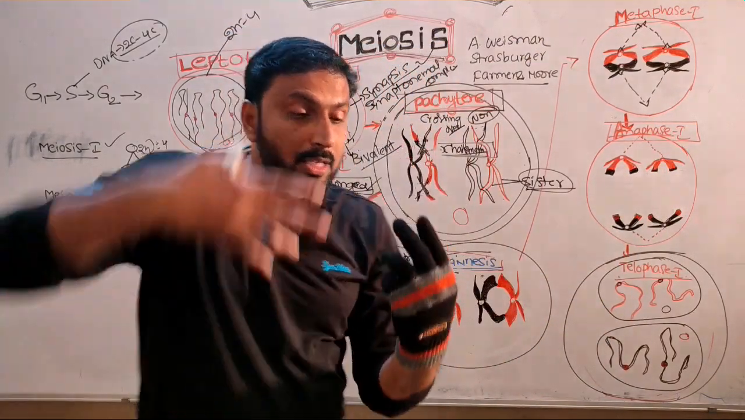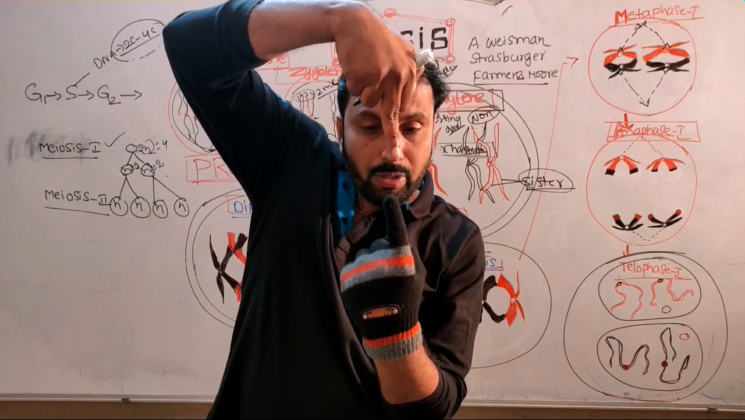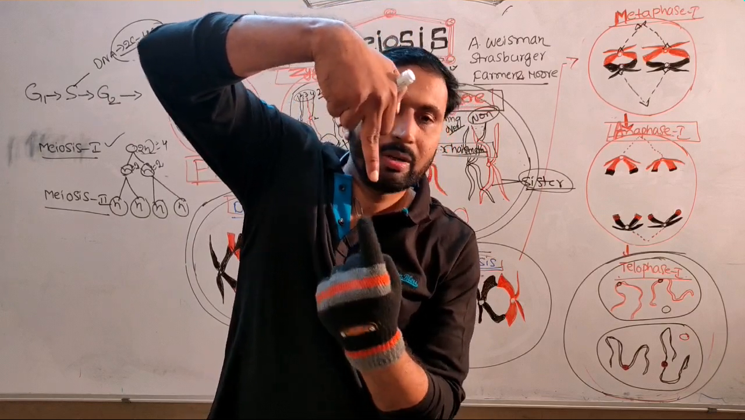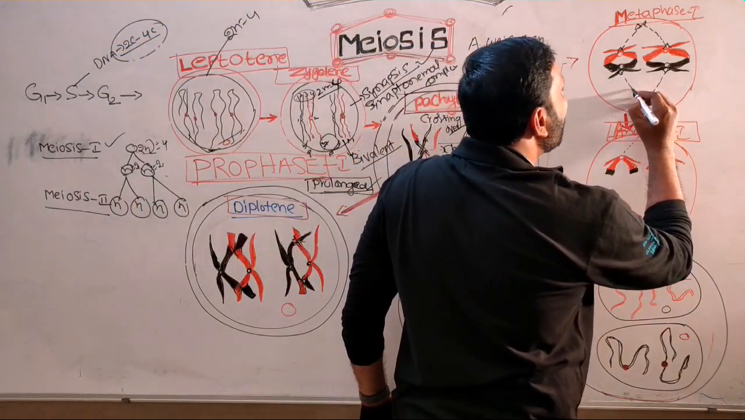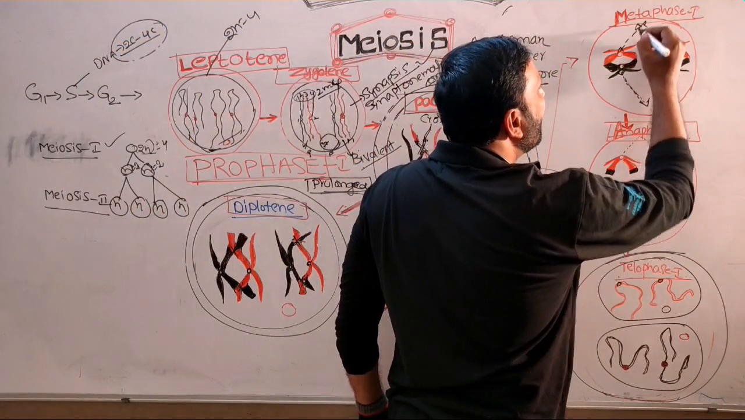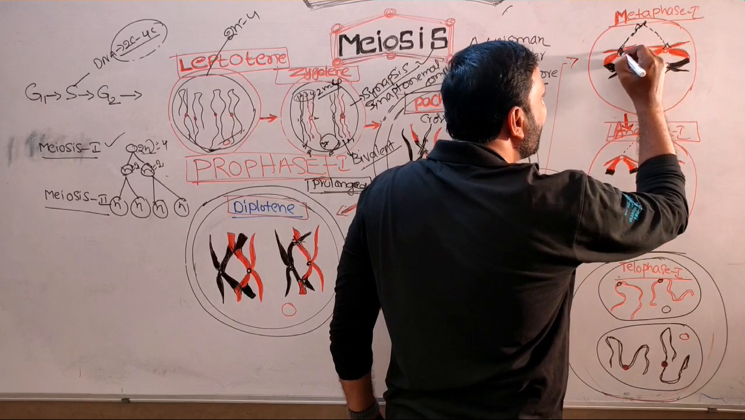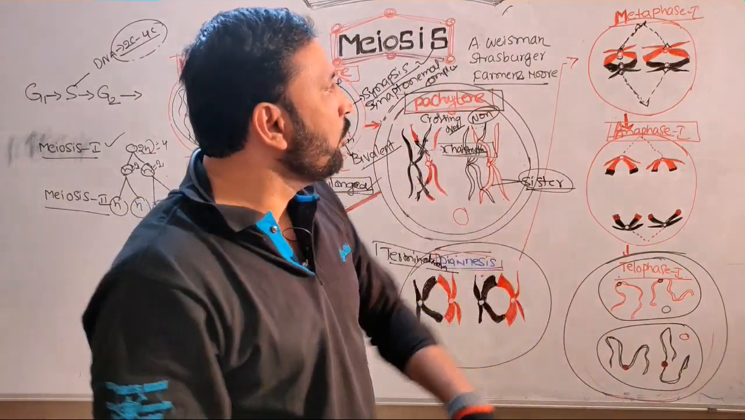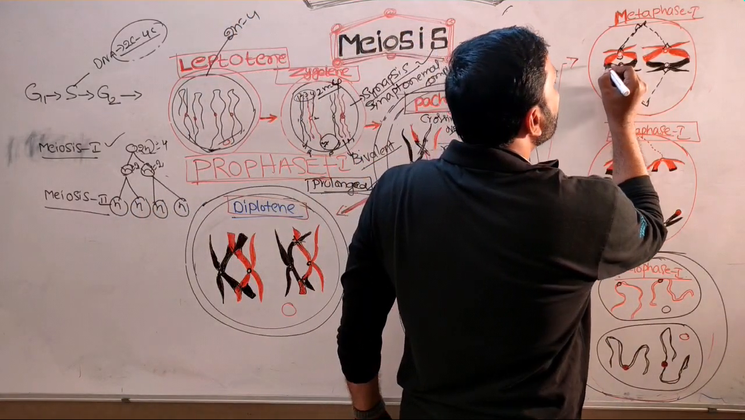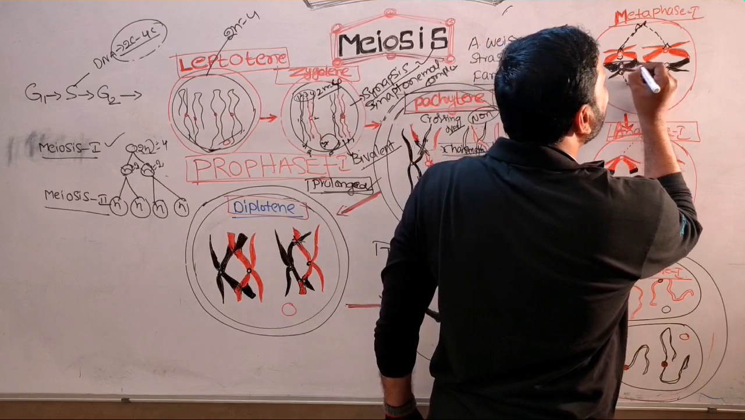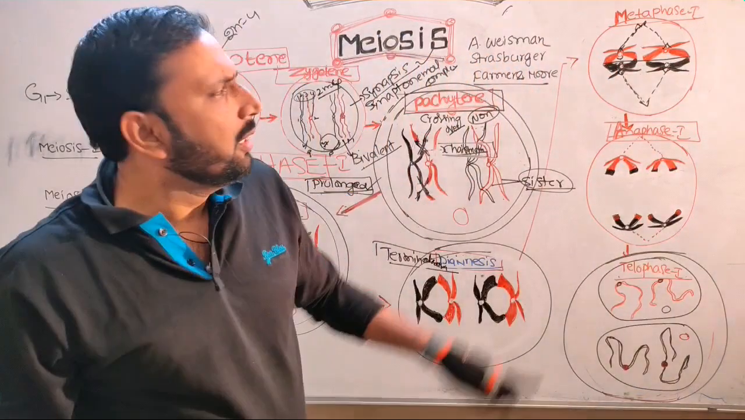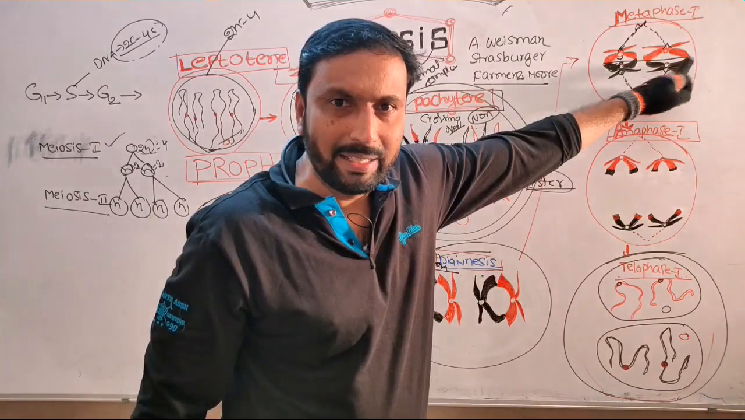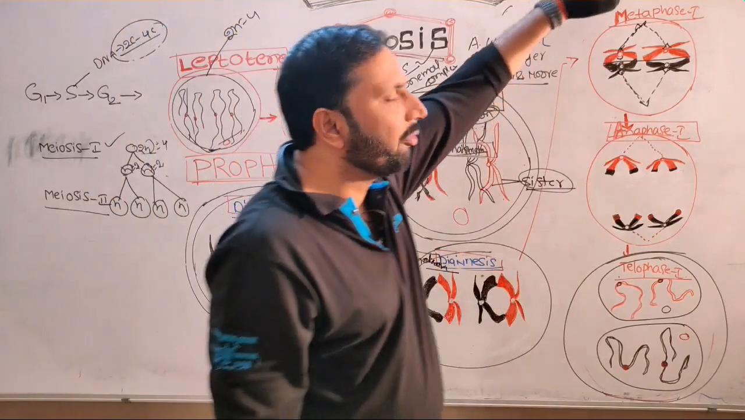In mitosis, the spindle fibers are attached to the centromere, to this side kinetochore and that side kinetochore. But here, this spindle fiber is attached to only one kinetochore. This kinetochore is free. And one more thing, the chromatid arms are clearly present on the equatorial plane. That's the most important thing in metaphase 1.